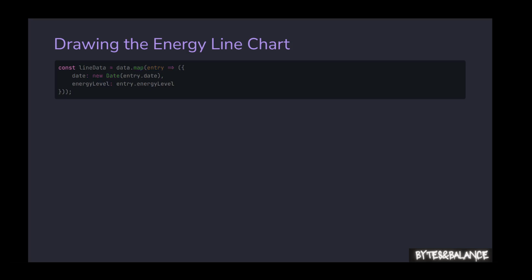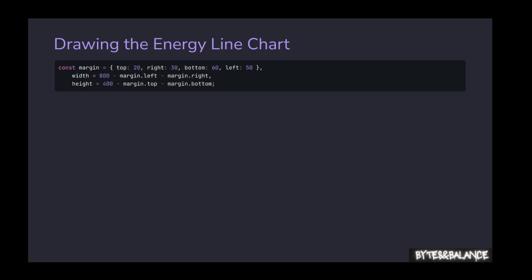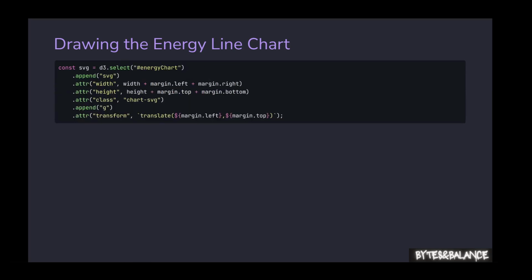Then what we do next is, again, margins and positions. We define the dimensions of our SVG container. Margin, width, and height variables are set up similarly to those in the mood chart. And then we can allocate space for the chart and its labels. In the next step, we have an SVG element, which is appended to the energy chart selector. And a G element is created and translated to account for the margins. This is where we will draw our line chart.